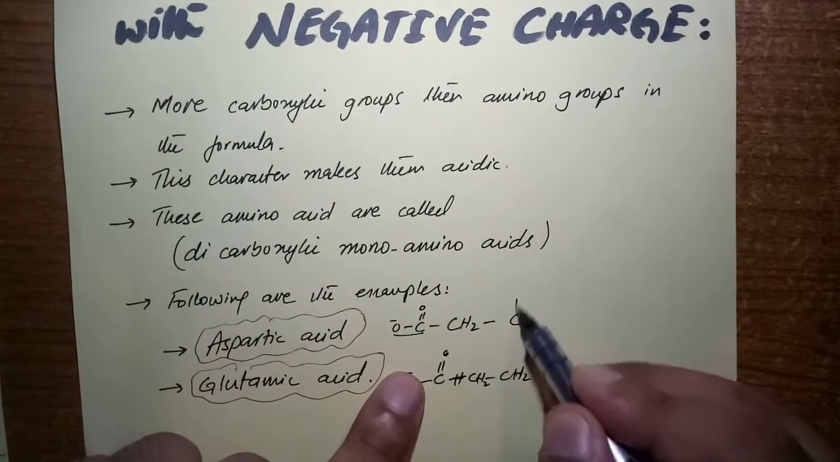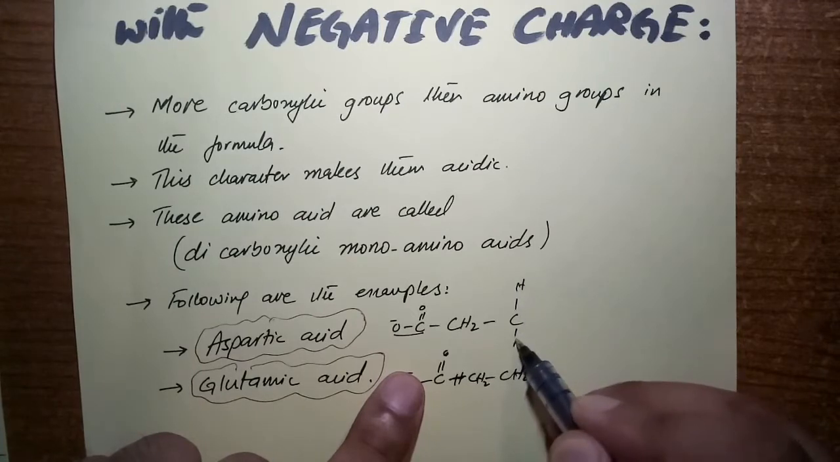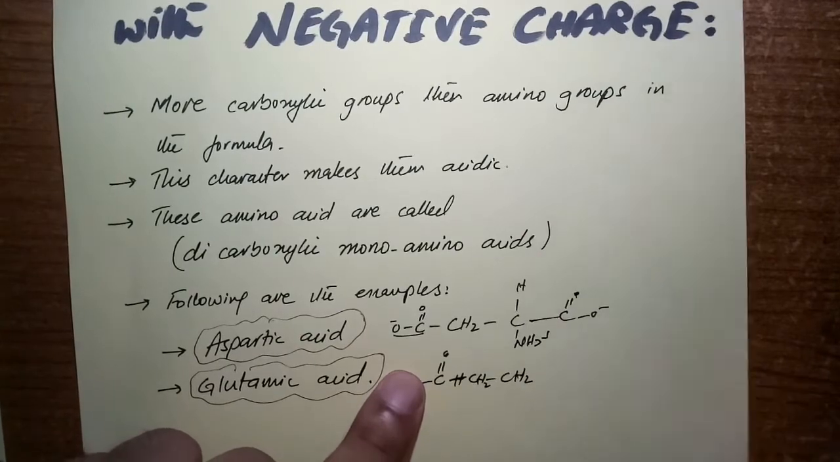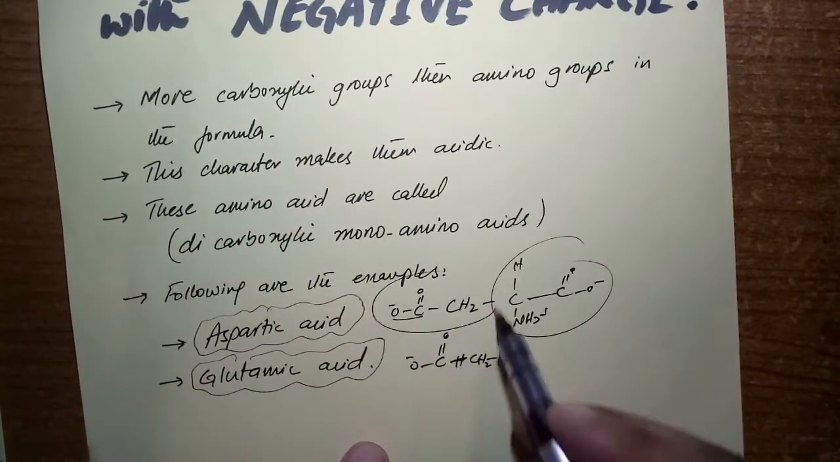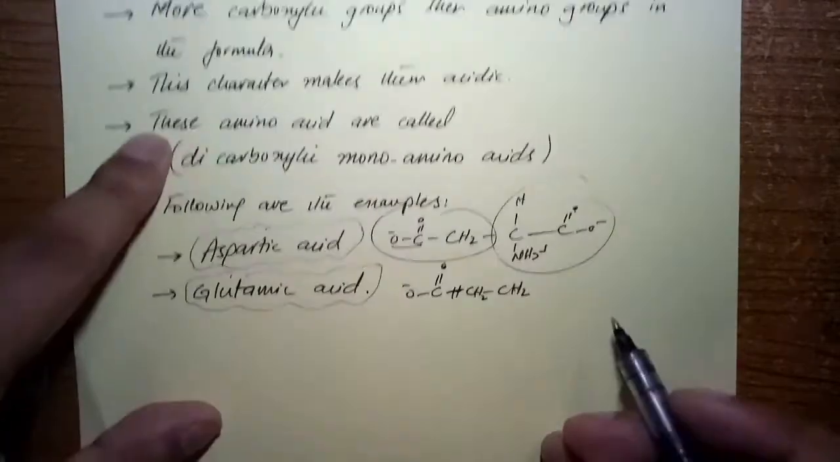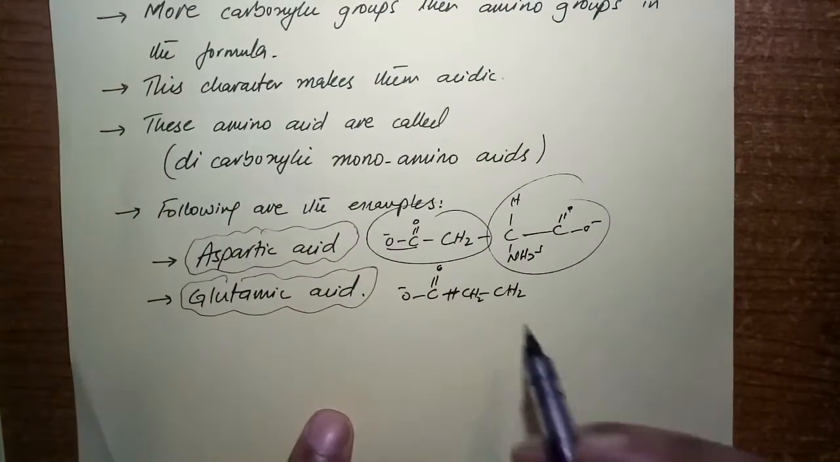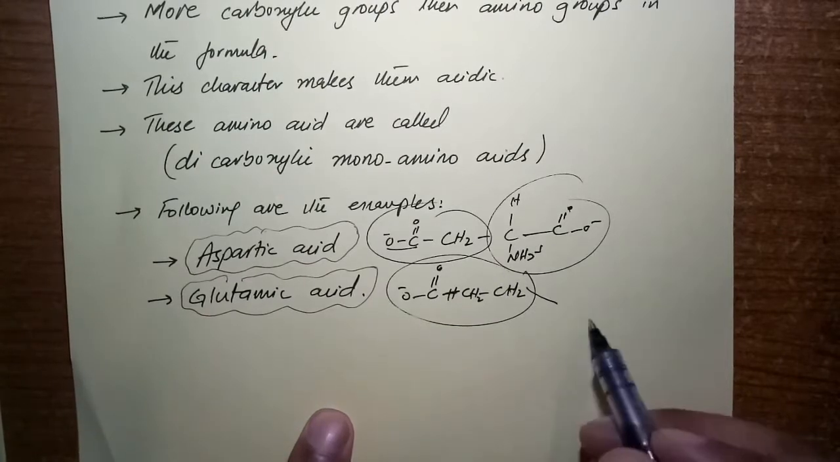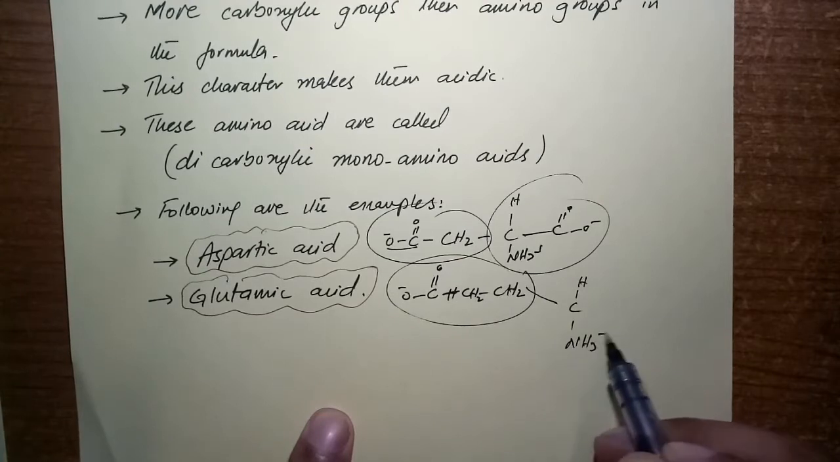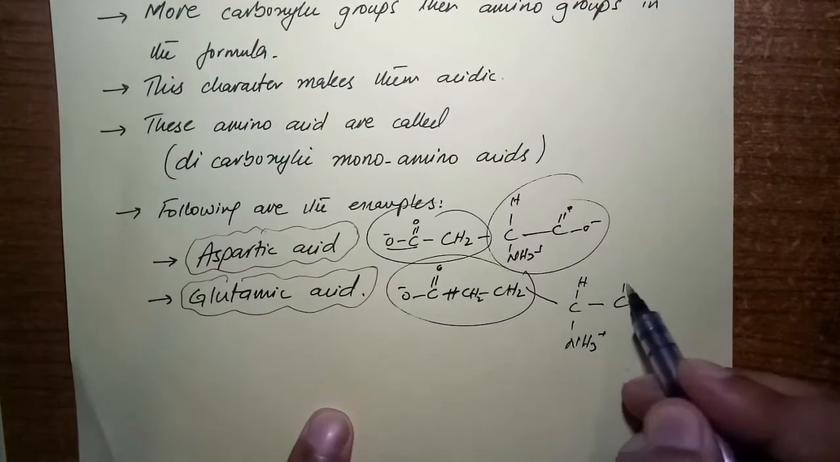Now we make the chiral carbon and this carboxylic group. That gives the idea of aspartic acid, a polar amino acid with negative charge. Because of this, it is negatively charged. So look at that. For this amino acid, I'm going to make the chiral carbon here again, and that is how I have let you know about all the amino acids.